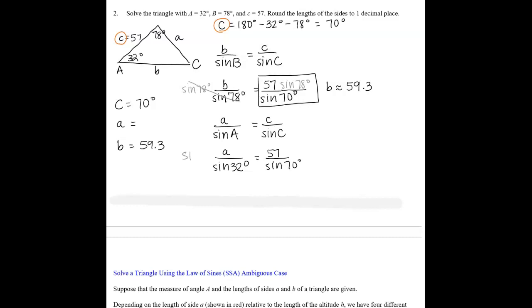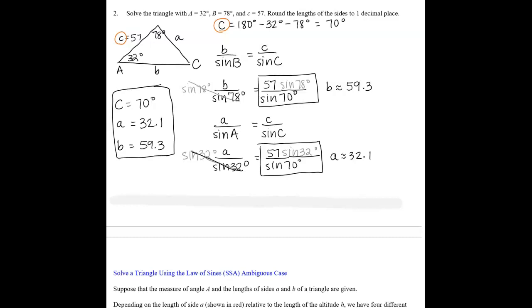Very similar to last time, to isolate little a in this equation, we're going to have to multiply both sides of this equation by the sine 32 degrees that's in the denominator so that it will cancel. Leaving us with this expression to put into the calculator to find that little a is approximately 32.1. And now we have this triangle solved.